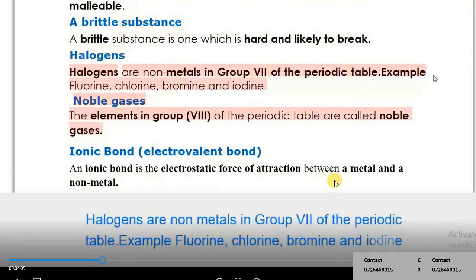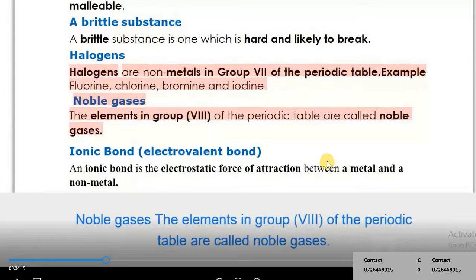Halogens are nonmetals in group 7 of the periodic table. Examples: fluorine, chlorine, bromine, and iodine. Noble gases, these are elements in group 8 of the periodic table.